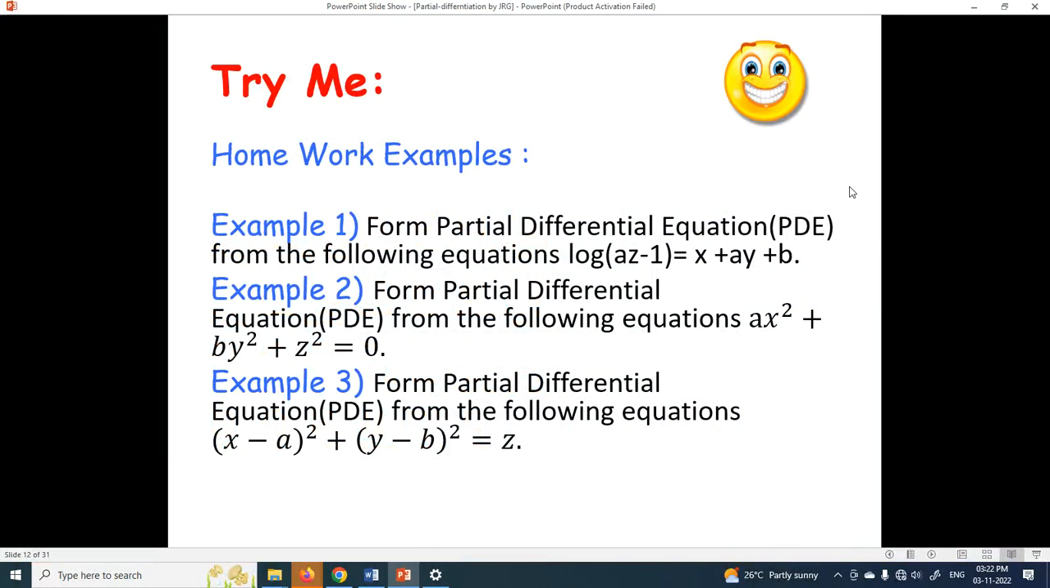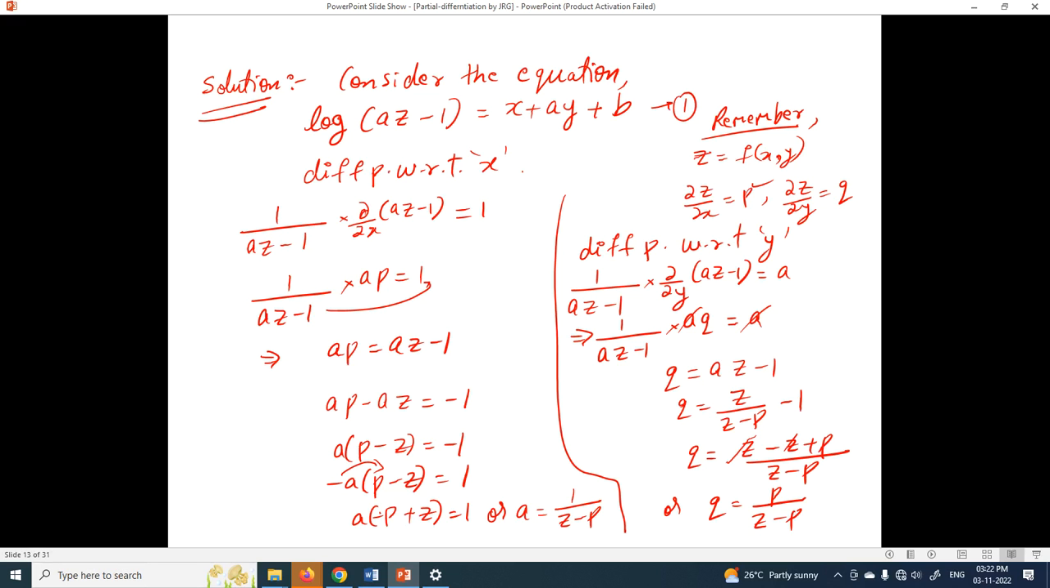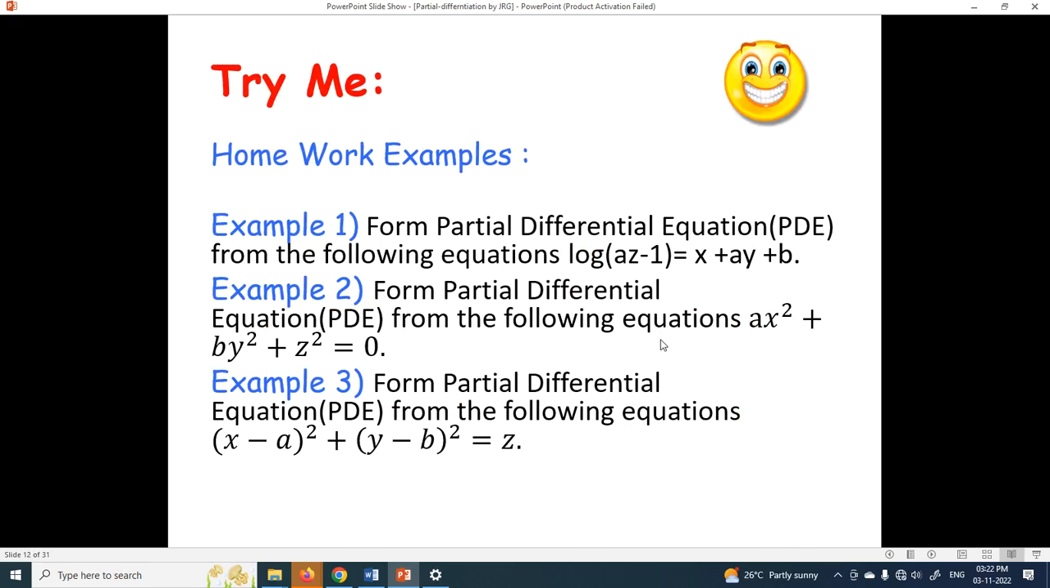So this is very, very important, just try yourself, students. I will share the PPT, and even in the link you will get this PPT. Just click on that and you can download the PPT. And the first example I have done is from PDE.